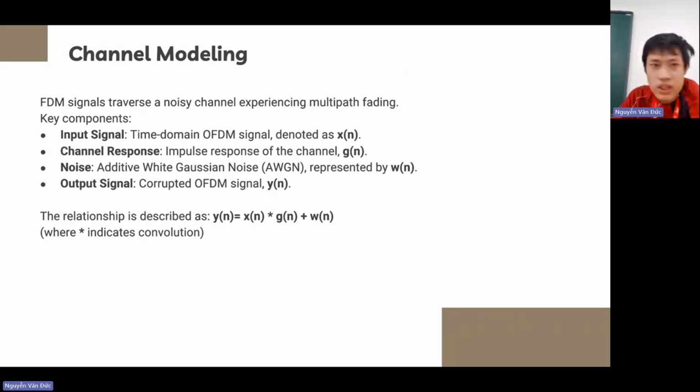So next is the channel modeling. The input signal will be denoted as X[n], the channel response will be g[n], the noise will be w[n], and the output signal is the signal corrupted with the Gaussian noise. The relationship will be described as y[n] equals x[n] convolved with g[n] plus the white noise.